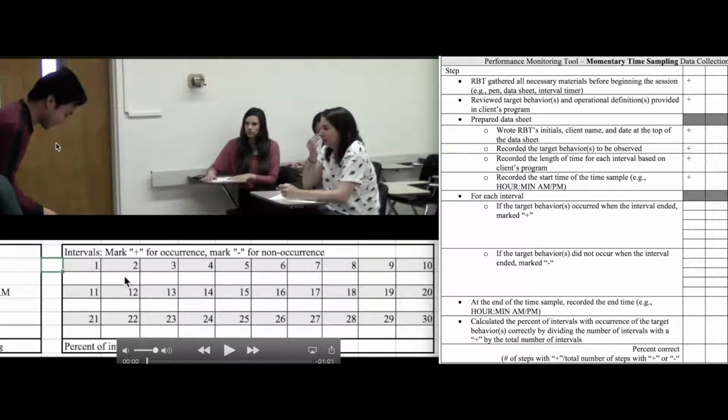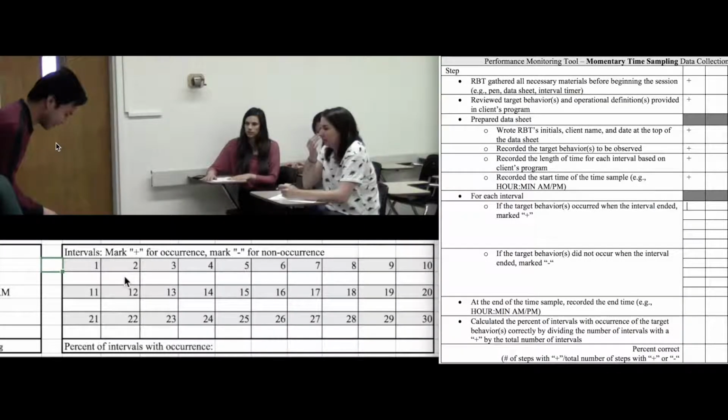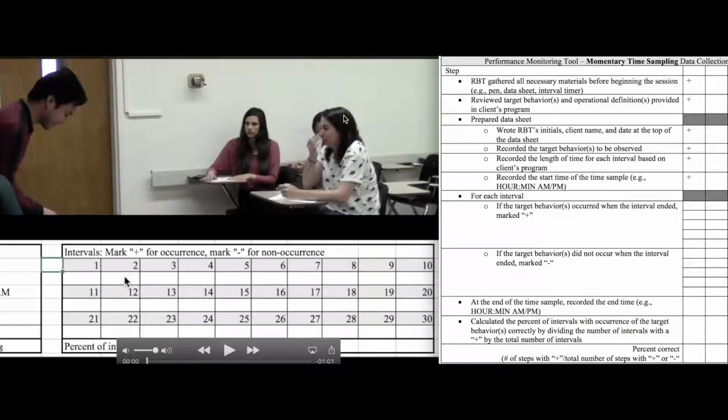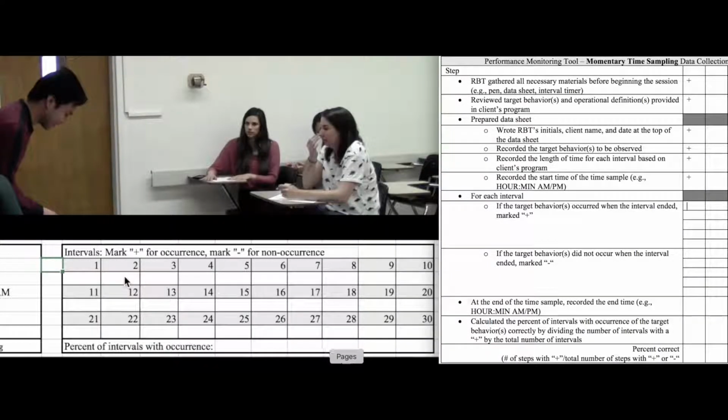As we watch Lance, the RBT, collect data using momentary time sampling, keep a few things in mind. We're looking at the client to see if at the end of each 10-second interval, that is, when the timer goes off, is she engaging in the target behavior, which is attending, which we defined as sitting facing forward in her chair and looking at the chalkboard. If she is attending at the end of the interval, Lance will give her a plus. If she's not attending at the end of the interval, Lance will give her a minus. So let's watch the first interval and see what happens.